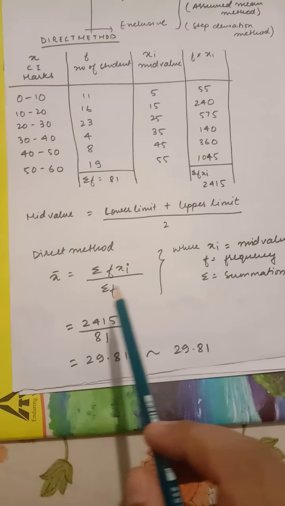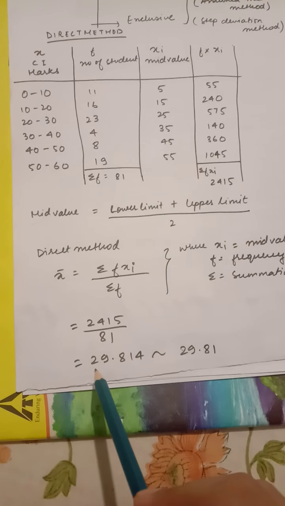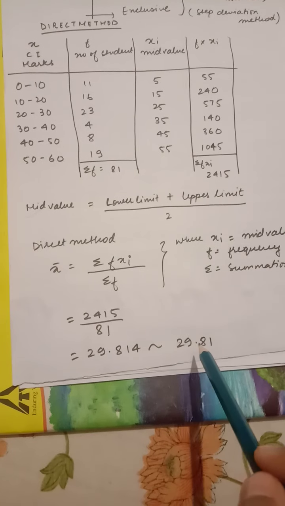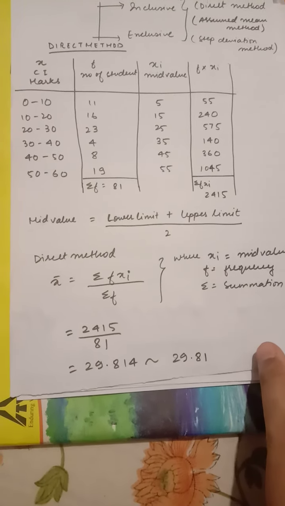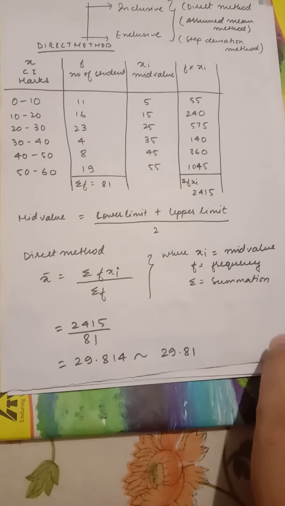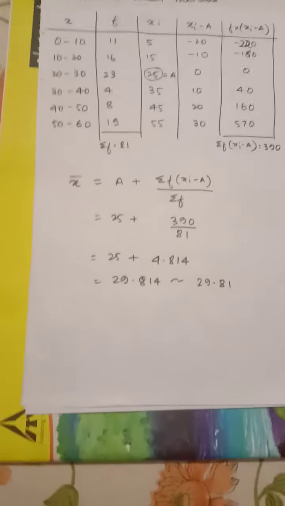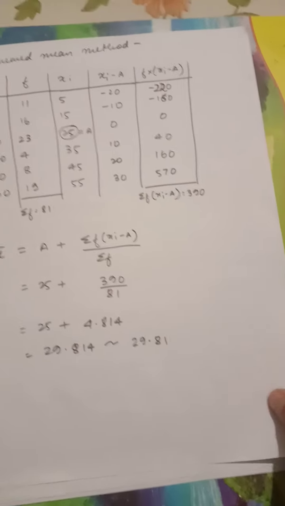So it's sigma fxi by sigma f, that is 2415 by 81. The answer is 29.814, which is approximately 29.81. This is how we find the mean of a continuous series by the direct method. Let us now discuss the assumed mean method.